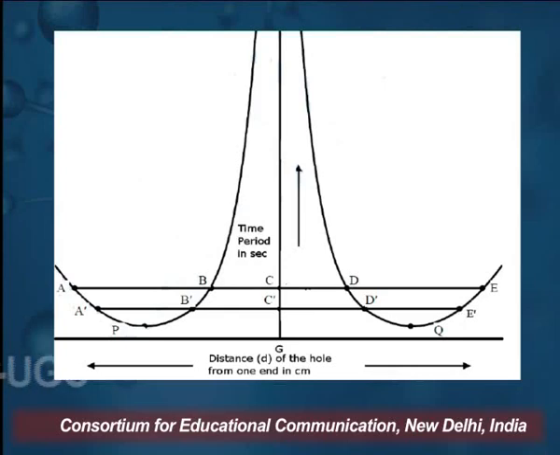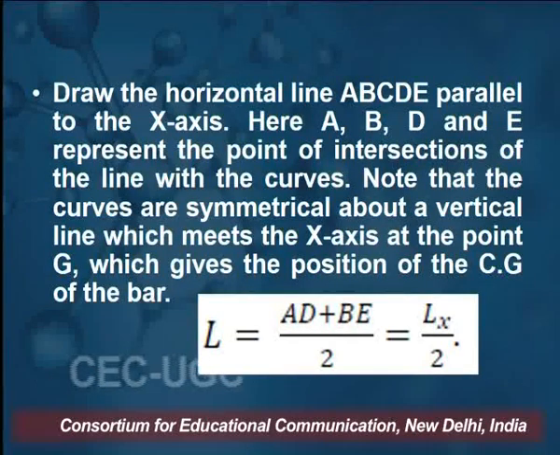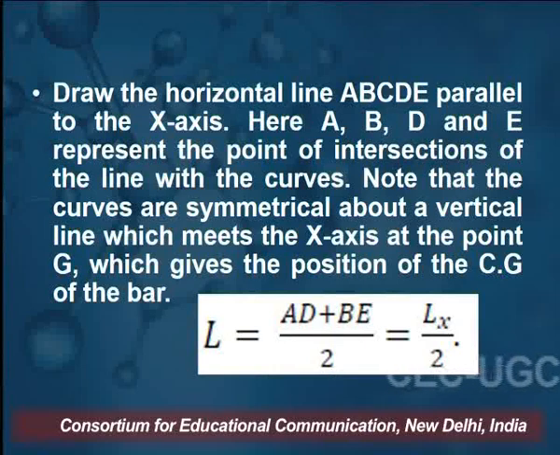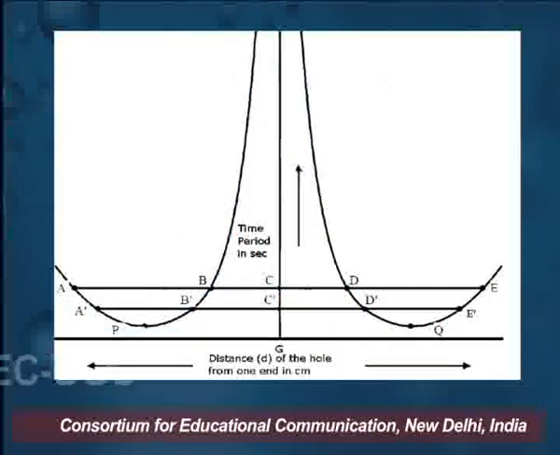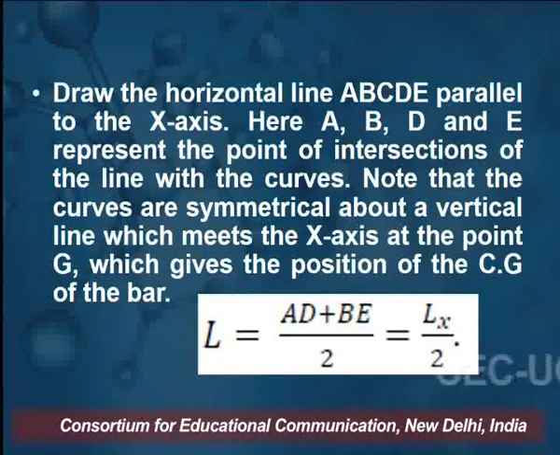Now you see this is G, and it gives the position of the center of gravity of the bar. Then we define L is equal to AD plus BE divided by 2. AD plus BE divided by 2. Then it will be L, x by 2.